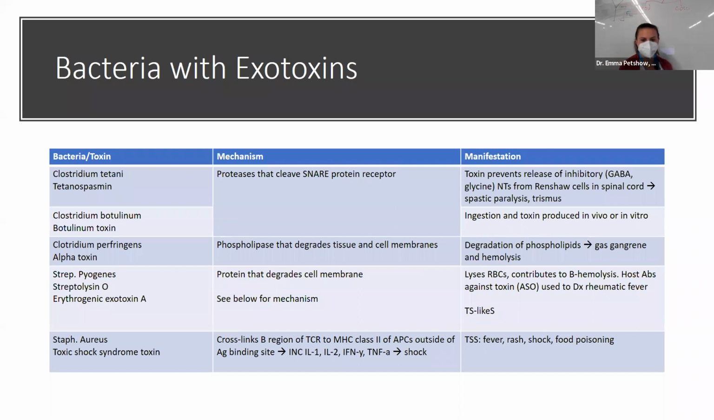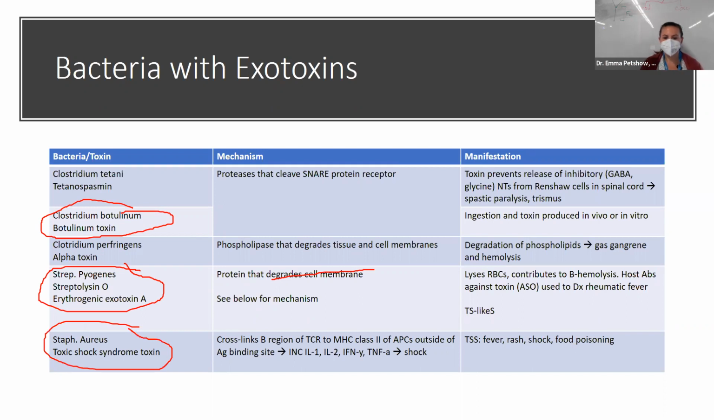Few others are Clostridiums. The one that I think would be most important here would be botulinum toxin, right? Botox. Neurogenic toxin. Our streps can do streptolysin, which can degrade a cell membrane, or staph toxic shock syndrome. Either way, we're having major fever, rash, shock, food poisoning, major allergic or systemic reaction. But I want you to think about exotoxins.